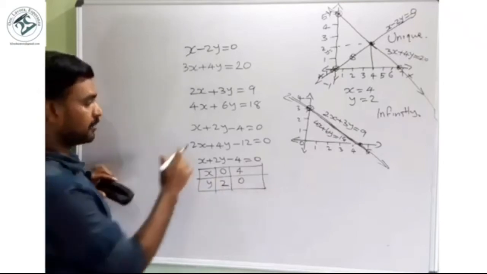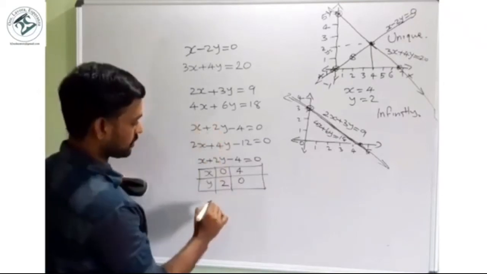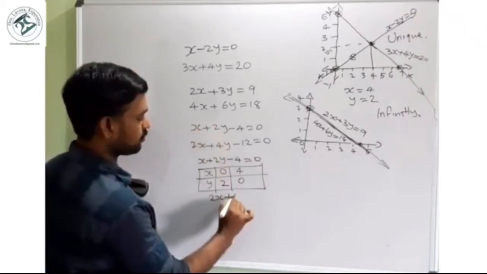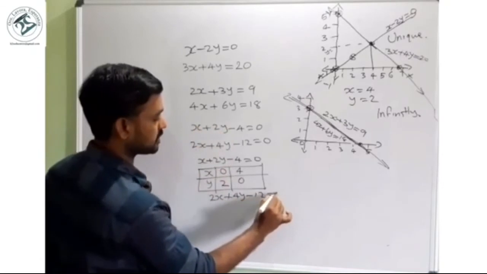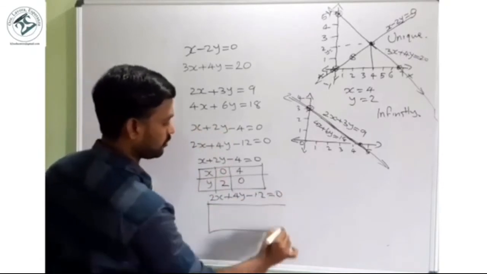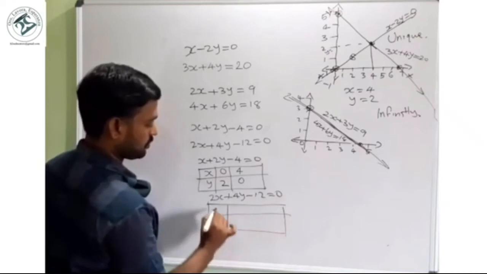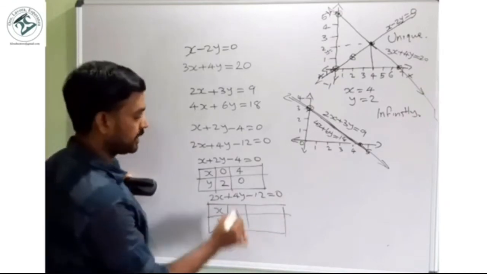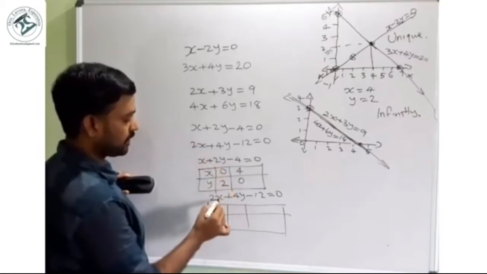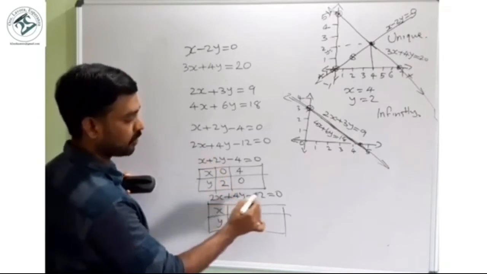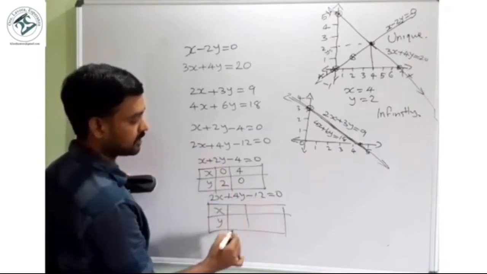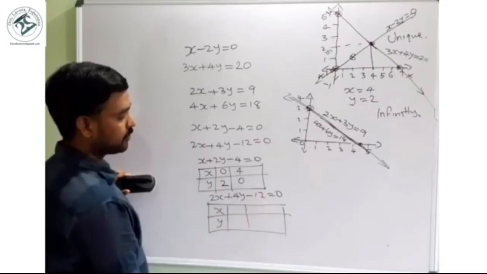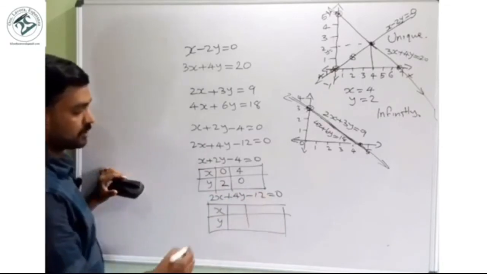Now second table, 2x plus 4y minus 12 is equal to 0. We can draw the graph. First row for x, second for y. As we did, we can give here 0. So what will happen? 2 into 0, 0. We get 4y is equal to 12. y is equal to 12 divided by 4. So we will get the solution. So we can check it.